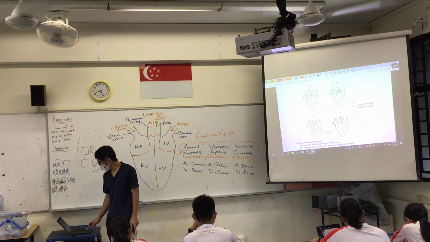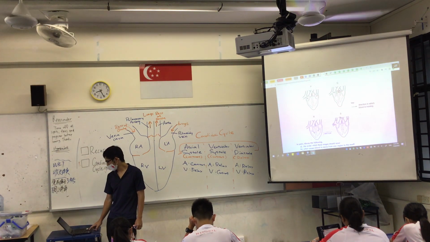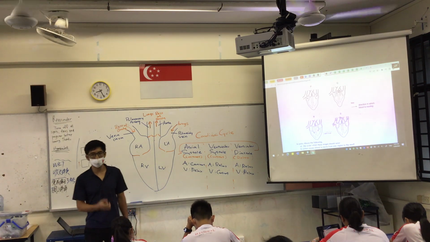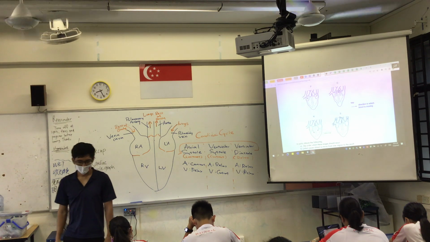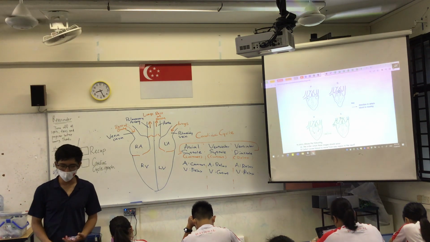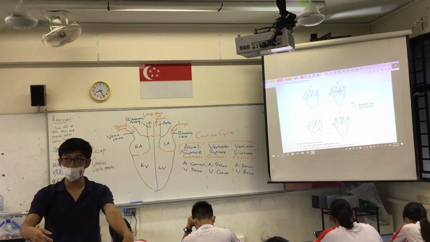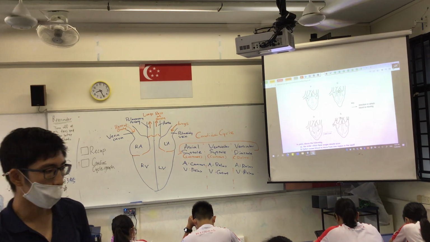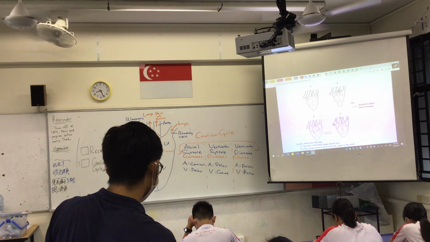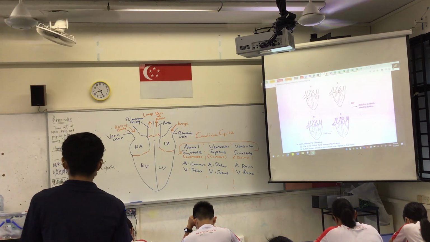If you're done with A, may I get you to do part B? What causes the blood to move from one chamber to the next chamber? What causes it to move from atria to the ventricles, then from ventricles out via the pulmonary artery or the aorta? What's the primary force driving them?